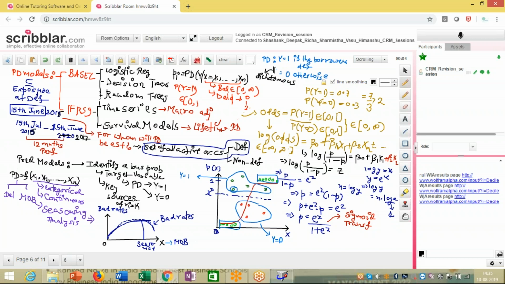So even though I'm starting my discussion with respect to the PD model, as I progress, I will be bringing in other basic modeling approaches as well, and we'll talk about which model can be used to explain which type of behavior. That is what we will be discussing in today's session.